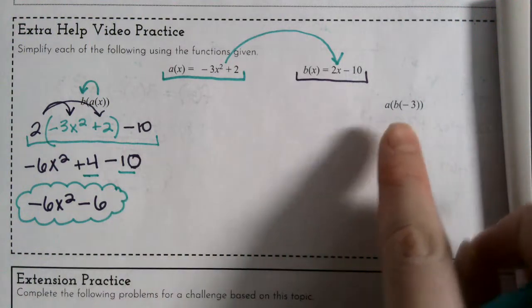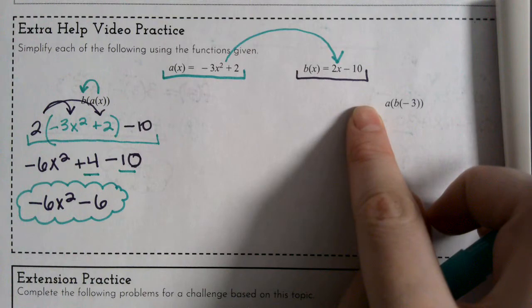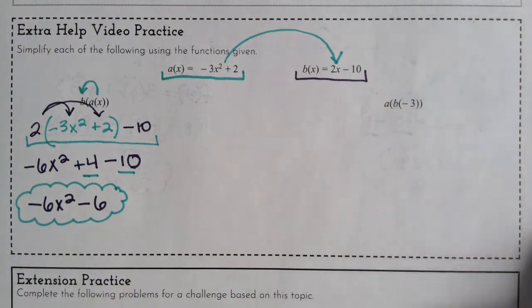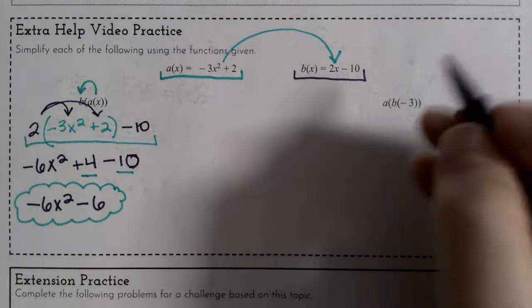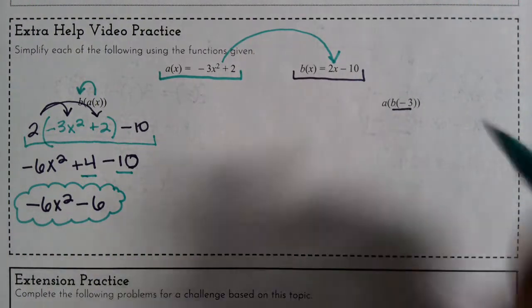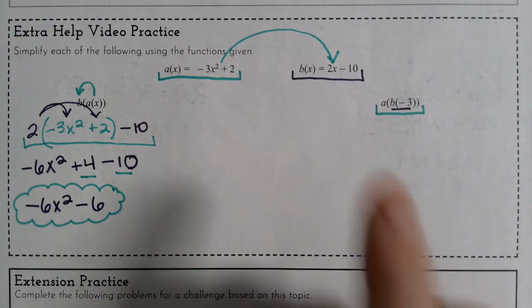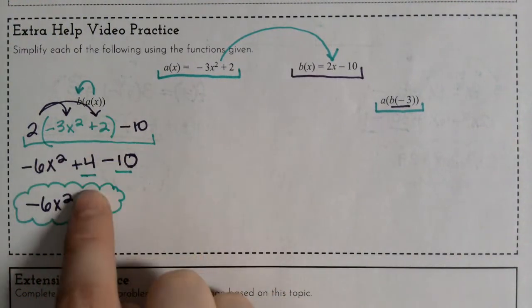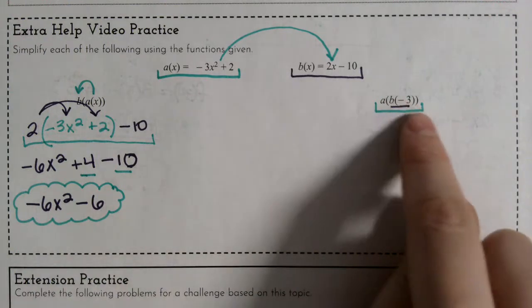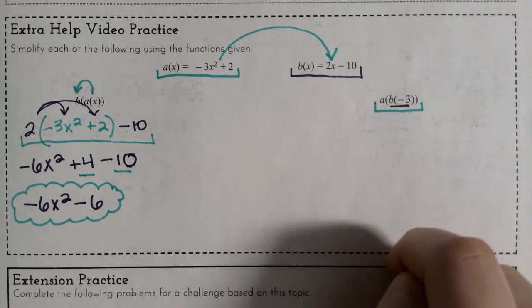Our second type that we learned about is like if you're plugging in a number and then plugging that into the other function. And I typically do this in 2 steps. So I'll find like b of negative 3 first, and then I'll find a of whatever that number is. So I'll do it in 2 steps. And you'll notice like if you still have an x in your problem, you're going to have an x in your answer. If you are given a number in here, then you're going to have a number for an answer.